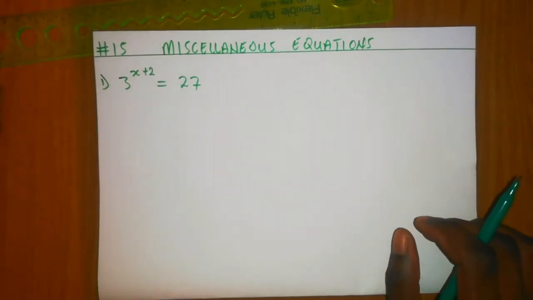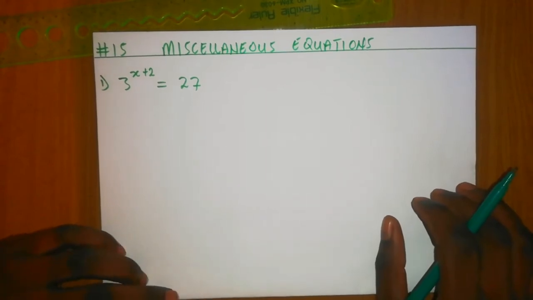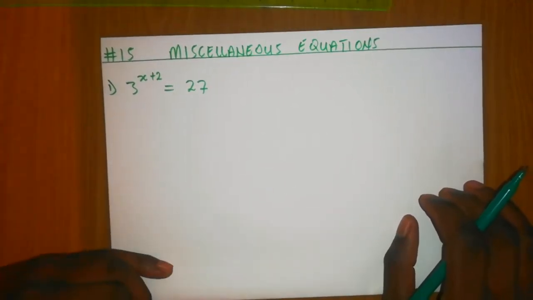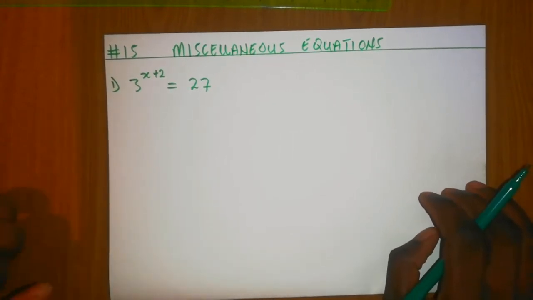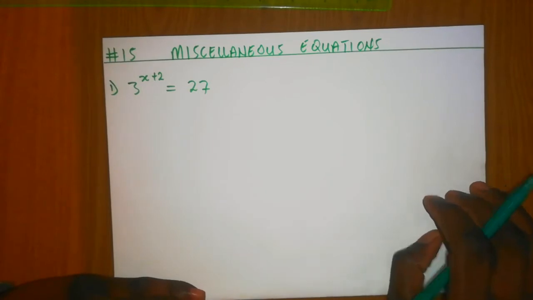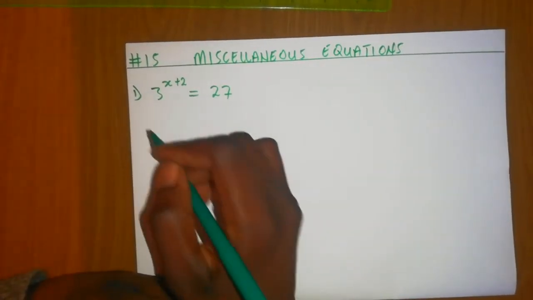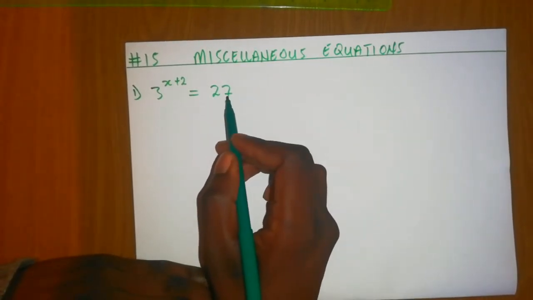Good day guys, today we are doing miscellaneous equations. We are supposed to know that if we deal with a miscellaneous equation, it's an application of our basic laws of indices. In this case, we'll be converting either our bases or our powers to become the same. In this case, I'm supposed to convert my 27 to be what?